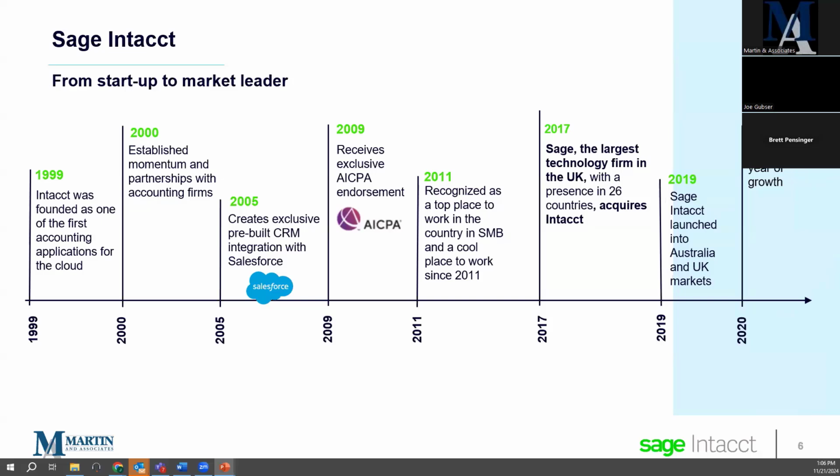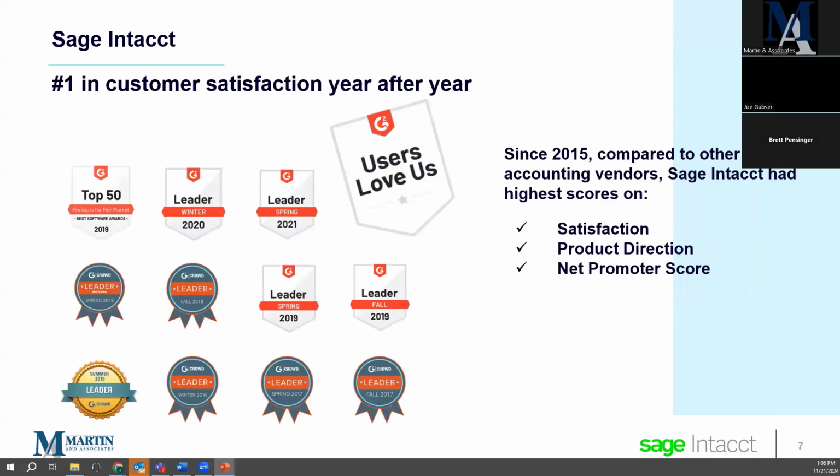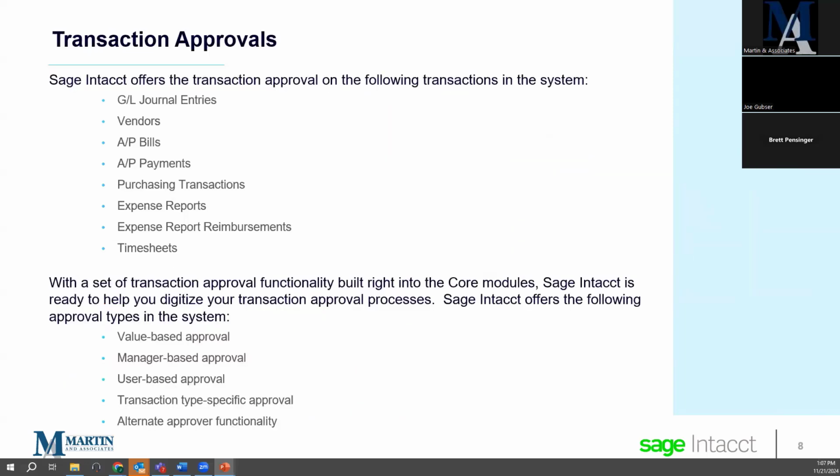And really from 2017 through now, 2024, is when the product has taken accelerated growth with a lot of new features and a lot of new functionality. Sage has done a really good job of building out the product that Sage Intacct started out as. And it always ranks really high in customer satisfaction surveys year after year in terms of user interface and user interaction. Let's move on to what we're going to talk about today.